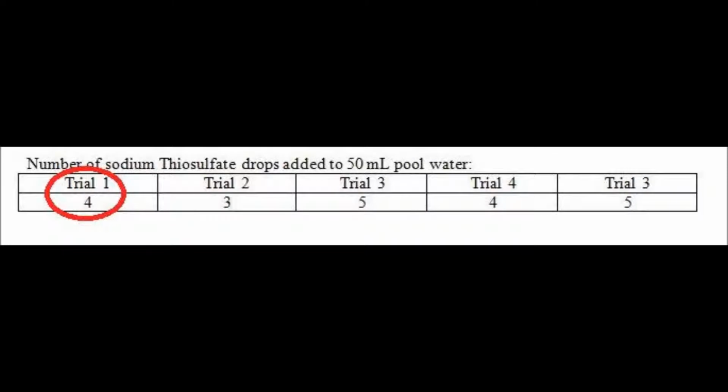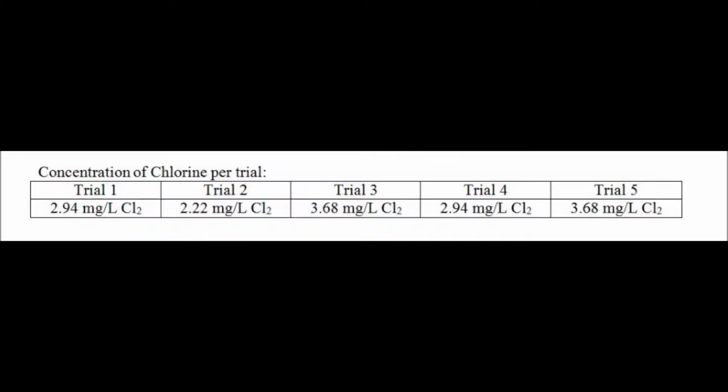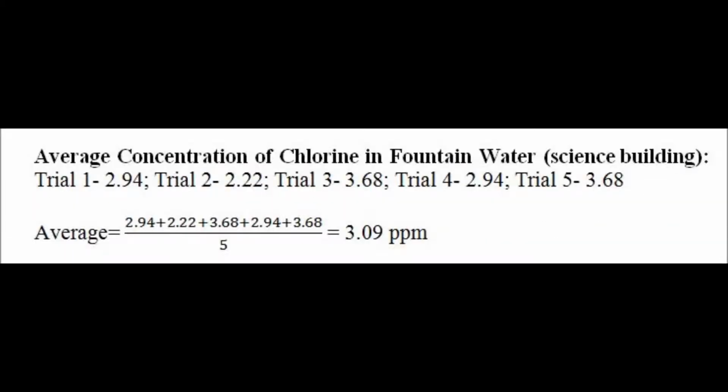I repeated this process for the rest of the trials for the science building and found the individual concentrations, which can be seen here. Next, to find the average concentration of chlorine in the science building, I added up all of the concentration values from each trial shown in the table and divided by the number of trials, which was 5. For the average, I got 3.09 parts per million.